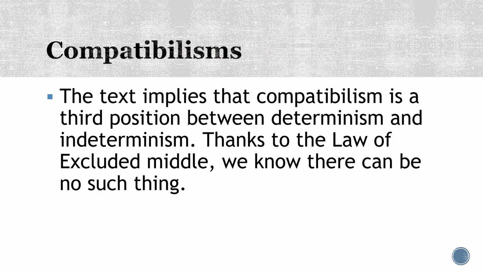And so here's the thing, I'm a little disappointed in the text. It sort of implies that compatibilism is a third position between determinism and indeterminism. Thanks to the law of excluded middle, we know now that there cannot be any such thing. One of the things that makes this more confusing is that sometimes people call compatibilism soft determinism, right, to make it as if there are two different kinds, right? And again, that's not exactly accurate.